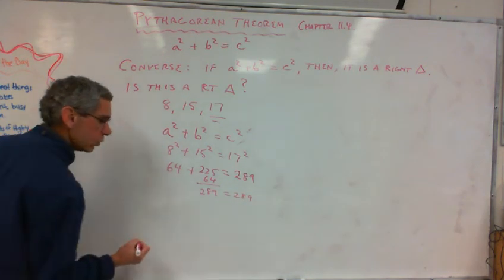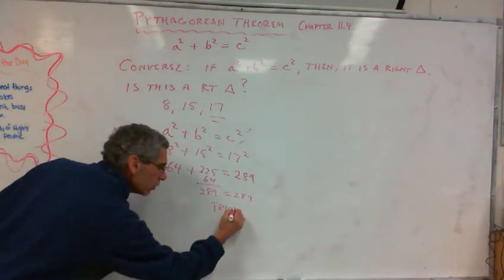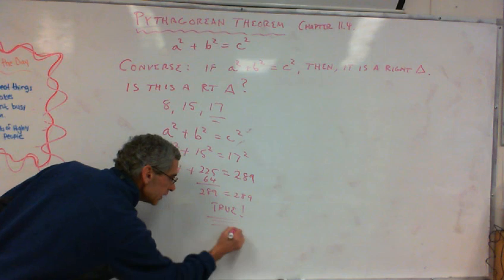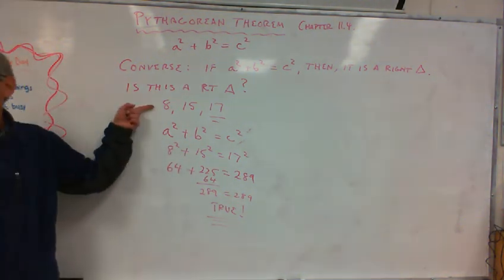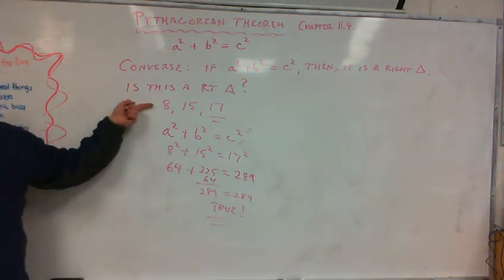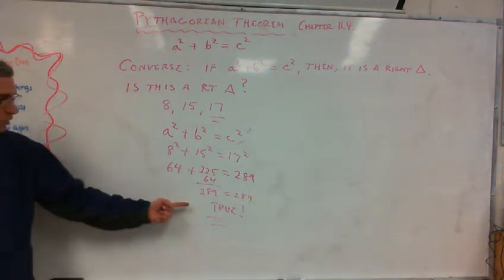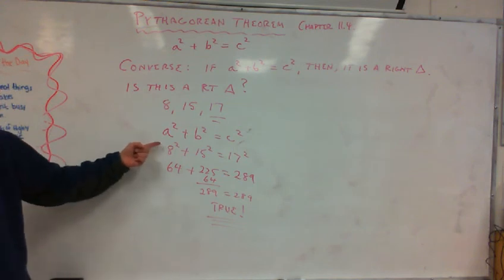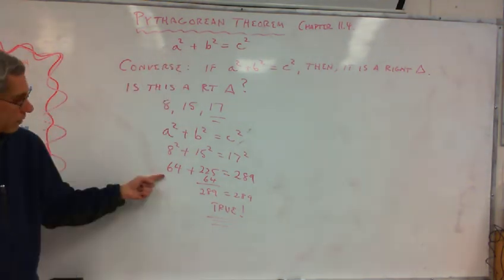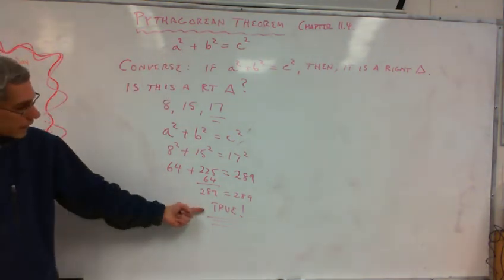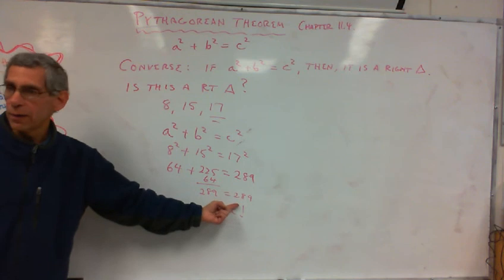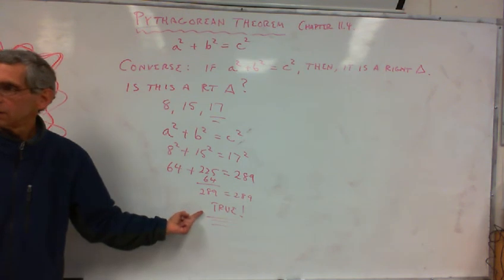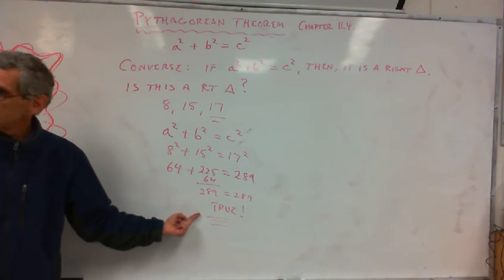Is that true? Yes. If it is true, that means this is a right triangle. Does that make sense? Because this is saying the sum of the squares of the two sides equals the square of the hypotenuse. Therefore, it is a right triangle.